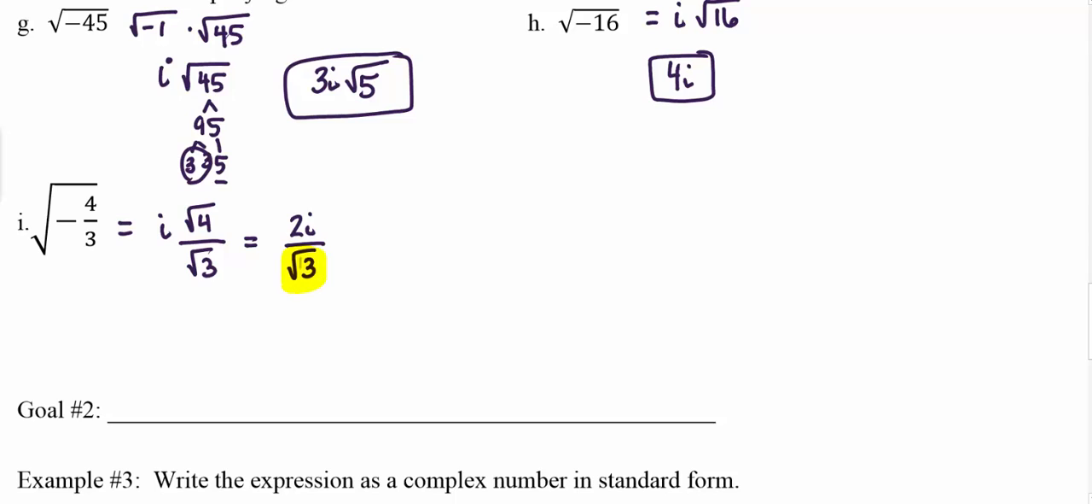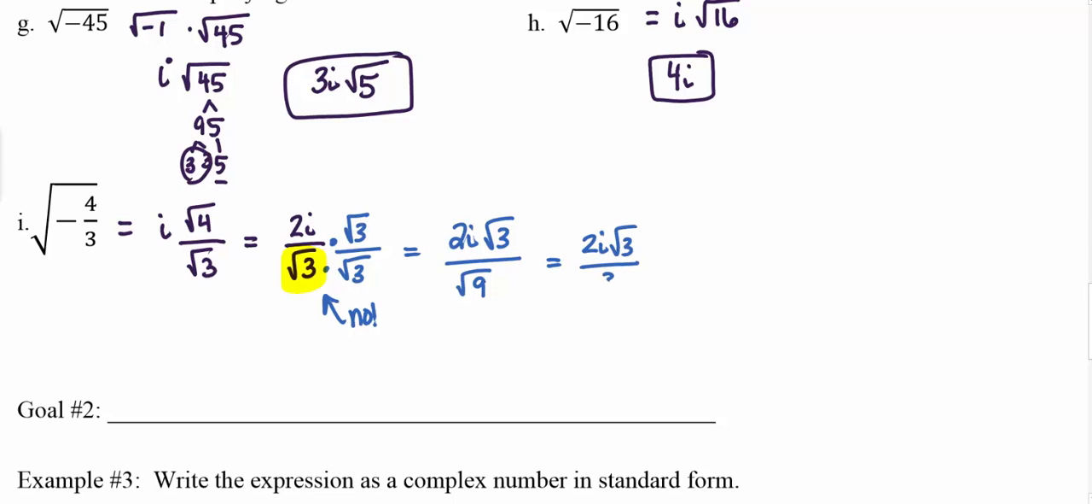But this is a problem. No radicals in the denominator. So I have to rationalize this. So what I do is I multiply top and bottom by whatever is in the denominator, and in this case that's the square root of 3. So that gives me 2I times the square root of 3. And then remember, when we multiply radicals, that becomes the square root of 9, which reduces to just positive 3. The square root of 9 is 3. So you must rationalize the denominator.